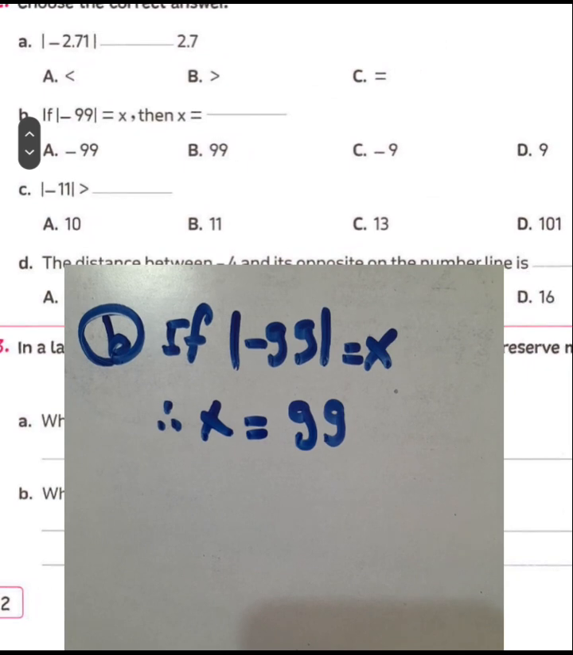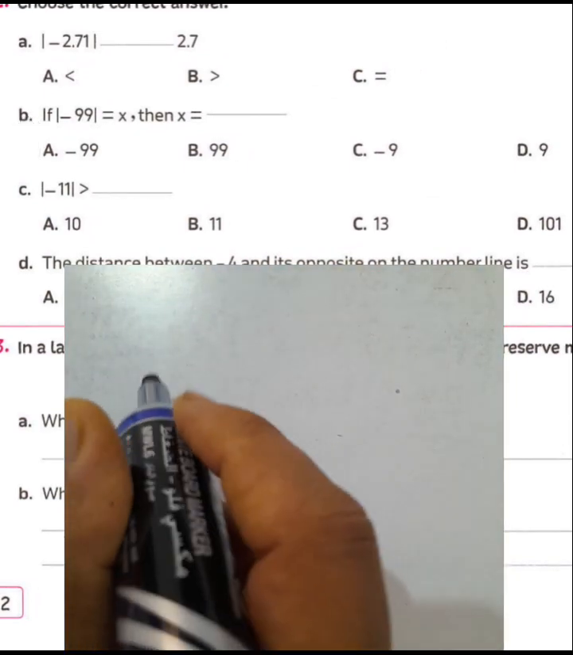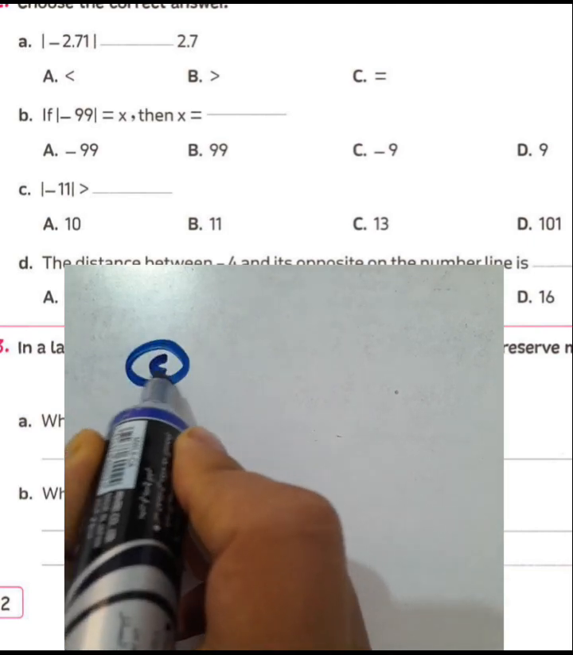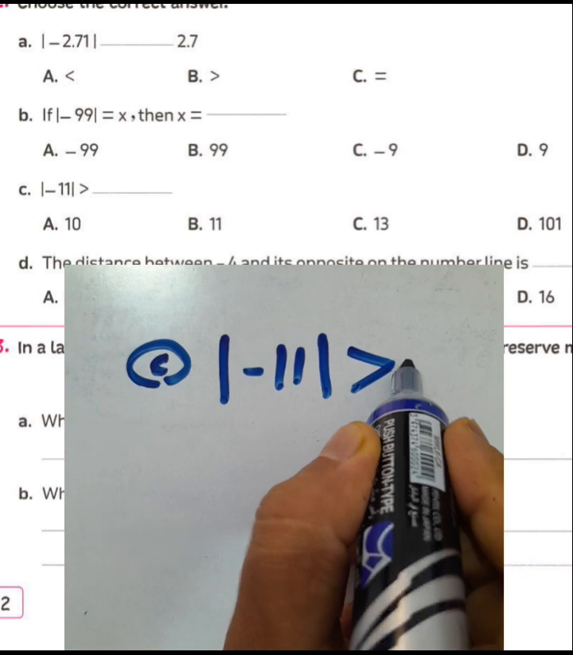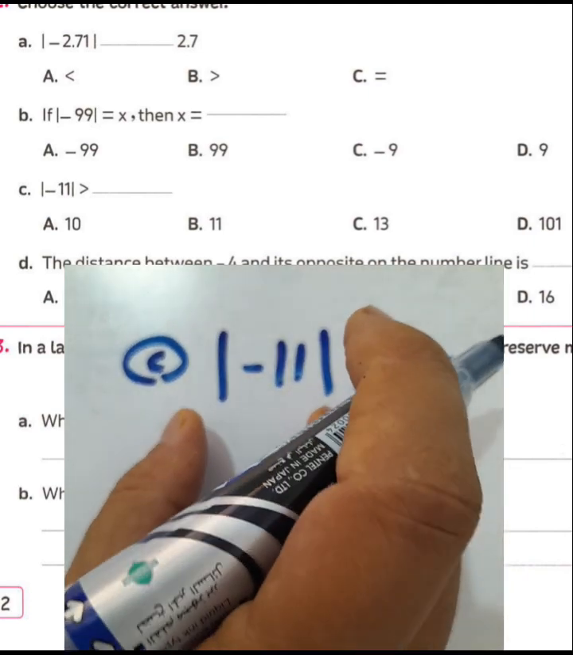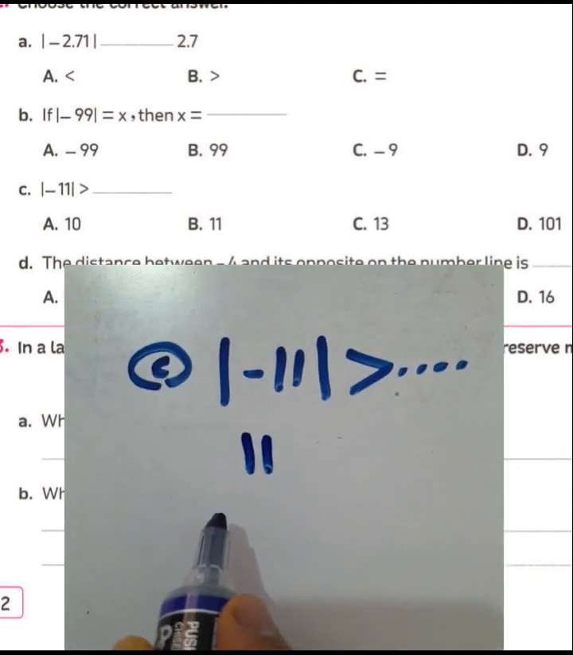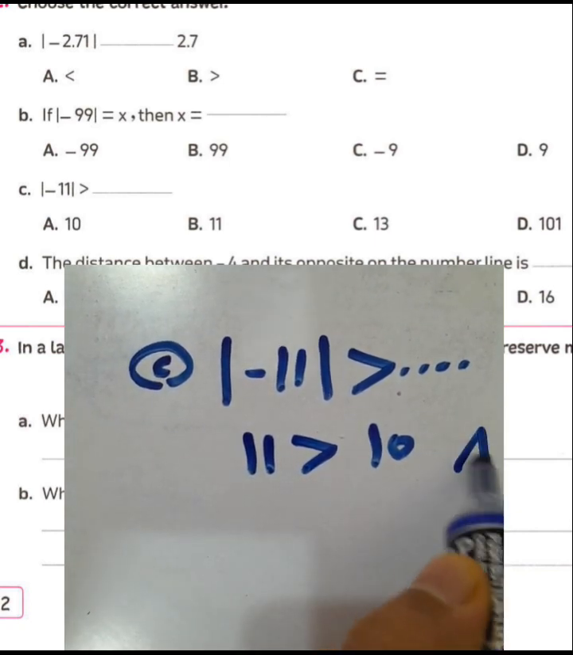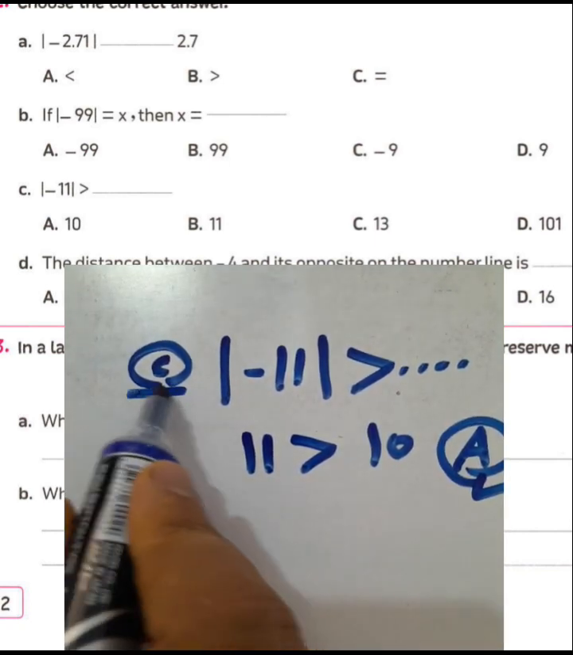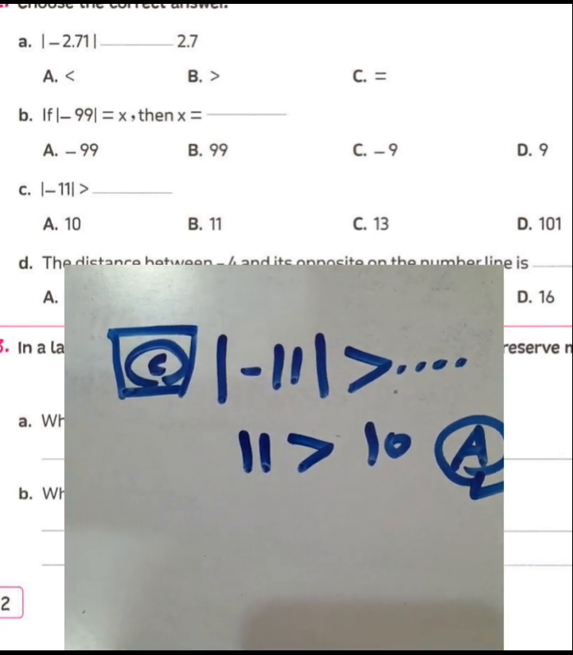Letter C. The absolute value of negative 11 is greater than blank. We know the absolute value of this number will be 11. 11 is greater than what? Greater than 10. Choose letter A for question letter C. Question letter D.